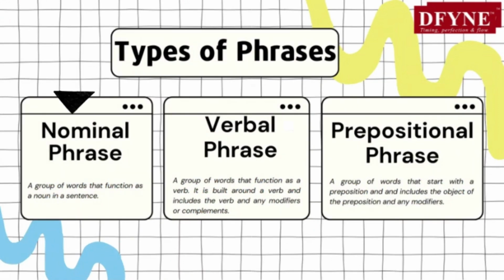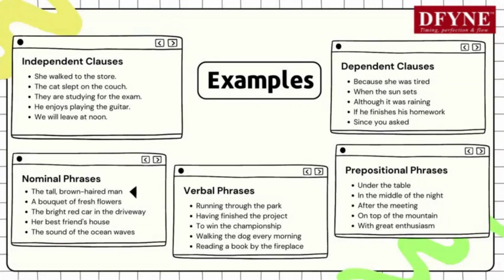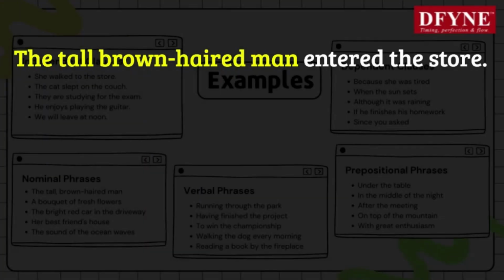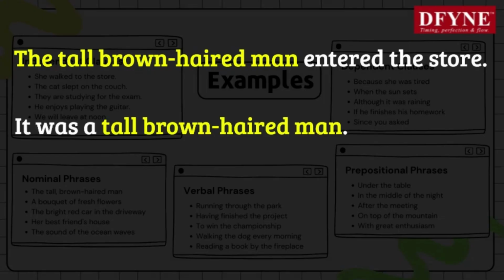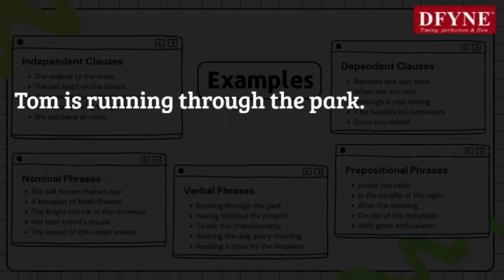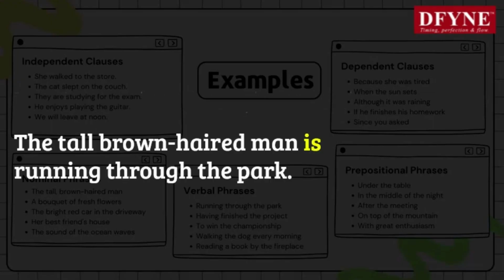Nominal phrases. Group of words that act as a noun in a sentence. The tall brown-haired man. How do I use this in a sentence? Let's see. The tall brown-haired man entered the store. Or, it was a tall brown-haired man. So, nominal phrases are used as a subject or object of a sentence, just like a noun. So then, verbal phrases are used as a verb in a sentence. Tom is running through the park, as a verb and its object if it's included. So, nominal phrases and verbal phrases can be combined to form one complete sentence, a complete thought.